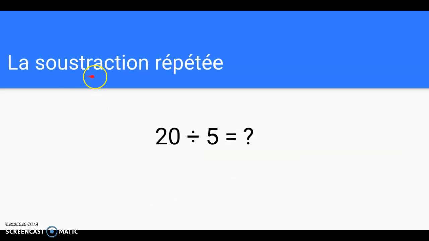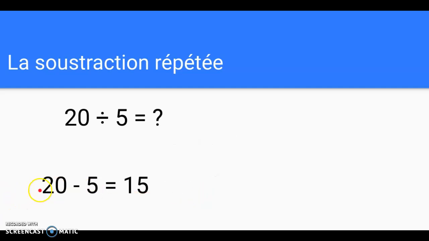Now, repeated subtraction is something we use for division. And what it means is subtracting the same number more than once. So let's say we have the division question, 20 divided by 5. We can use repeated subtraction to find that out. So we start with the first number and we're going to subtract the second number as many times as we need until the answer is 0.